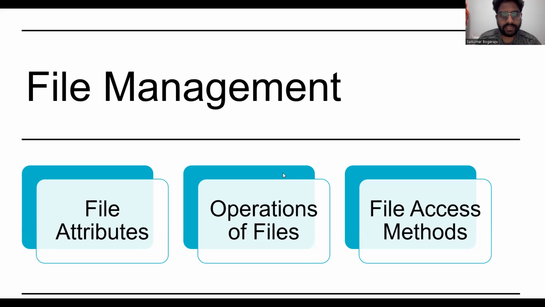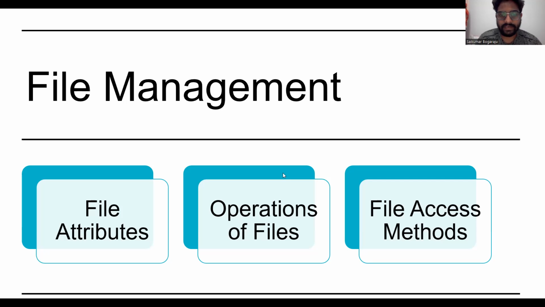So let's see what file attributes are. There are many attributes for files like file name, file identifier, file type, file location, file size, and the protection for the file. And considering the operations of files, we can create a new file, read a file, write into a file, delete an existing file, reposition an existing file into a different location, and we can truncate a file too. So these are some of the file operations we can do.